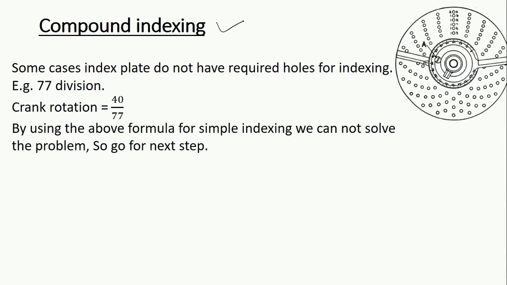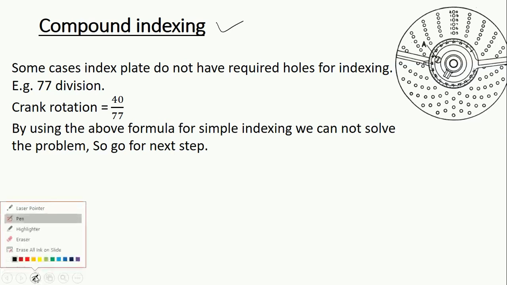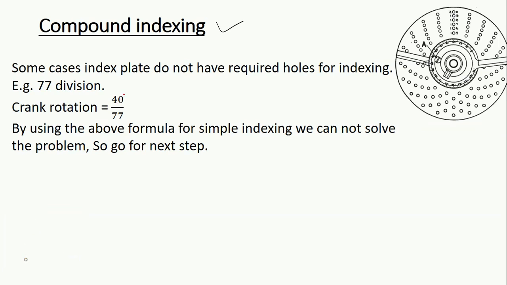This can be better understood by studying one of the examples. Let's go for any job in 77 divisions. According to the formula 40 by N, capital N means the crank rotation required. But 40 by 77, okay, this is not divisible. This part is the whole circle number. Okay, this is the whole number.